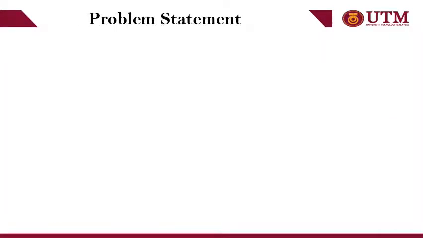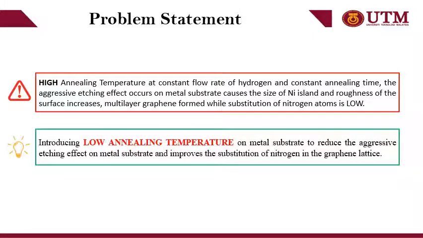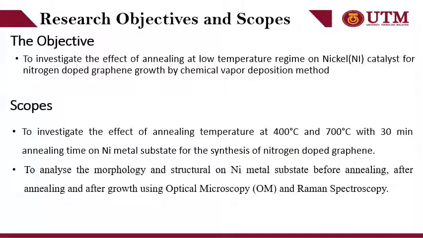My problem statement is high annealing temperature at constant flow rate of hydrogen gas and constant annealing time. An aggressive etching effect occurs on the metal substrate, which causes the size of nickel islands and the roundness of the surface to increase. Multi-layer graphene forms while substitution of nitrogen atoms is low. So we are introducing low annealing temperature on the metal substrate to reduce the aggressive etching effect on the metal substrate and improve the substitution of nitrogen in the graphene lattice. The objective of my project is to investigate the effect of annealing at low temperature regime on nickel catalyst for nitrogen-doped graphene growth by chemical vapor deposition method.